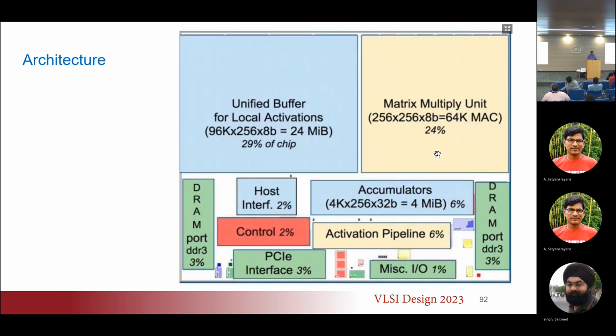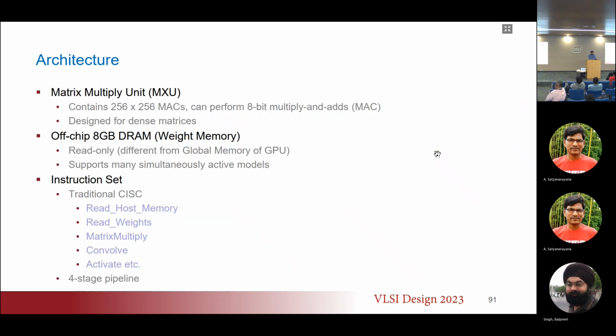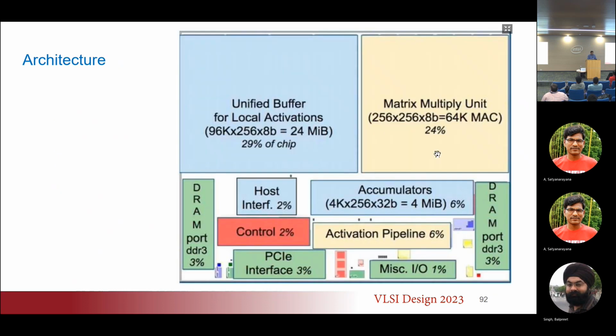And so they have a small instruction set for the TPU, which is read host memory, read weights, matrix multiply, convolve, activate, etc. And so if you look at the chip, 24% of the area is in this matrix multiply unit with 64K MACs, and then they have control and accumulator. Interesting thing is that the multiplication happens with 8 bits, but the accumulation happens with 32 bits.